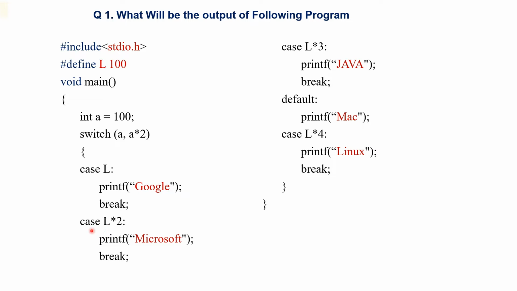So therefore this case will be executed, because of which this printf function will print Microsoft on the screen, and with this break statement control will be transferred out of the switch statement. So hence the output for this program will be Microsoft.